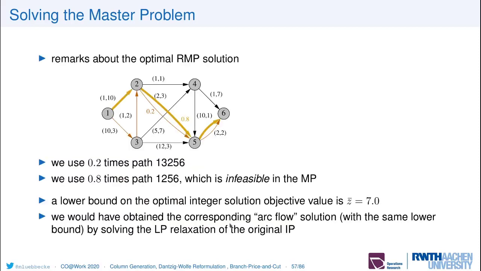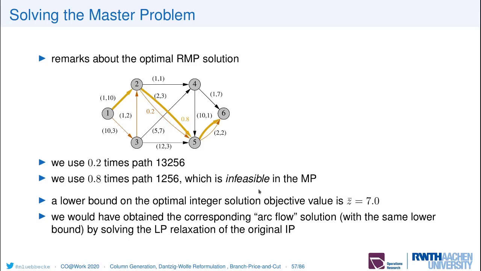Some remarks. These are the paths we use. So these are the fractional values of the master variables. And you can see I even use paths in my solution which are infeasible to the master problem. Yes, this is not surprising because the master constraints were not respected when generating the paths.